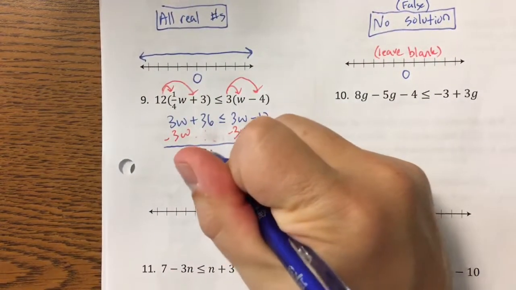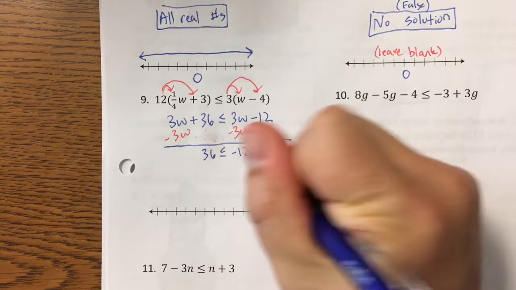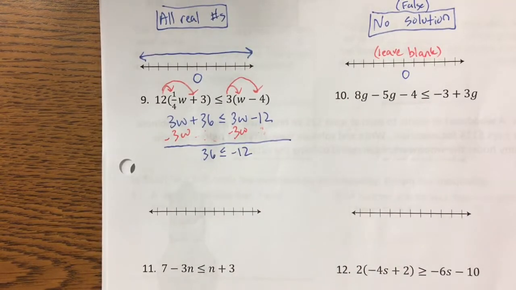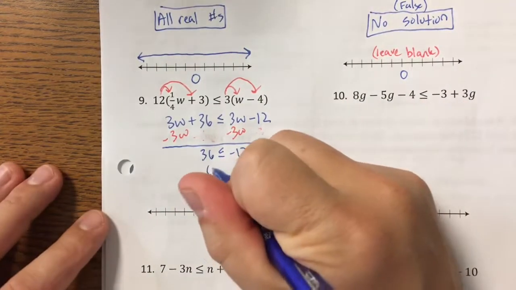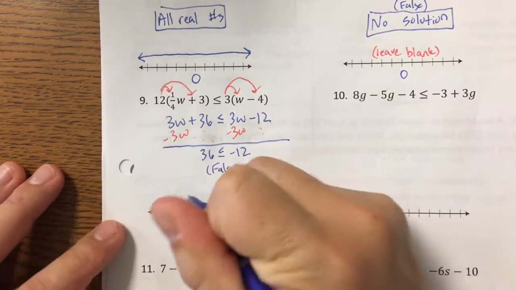And so we get 36 is less than or equal to -12. True or false? False, definitely. So we're going to say no solution.